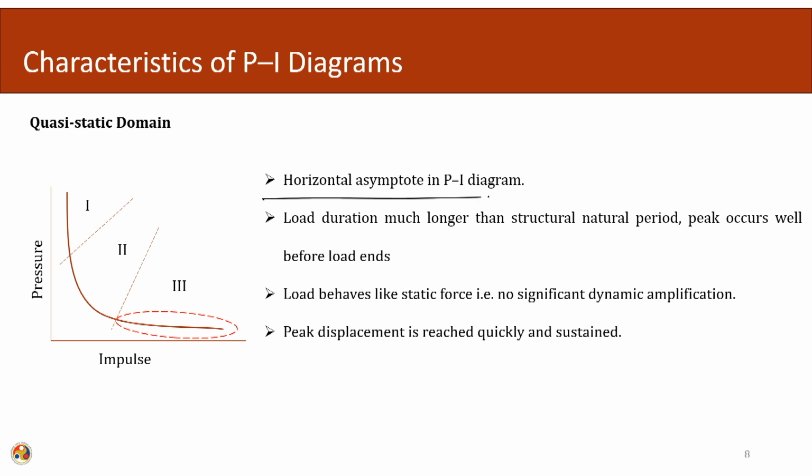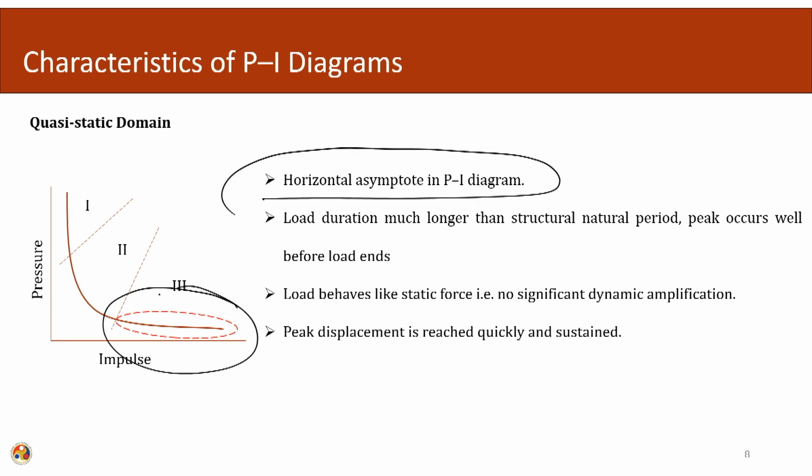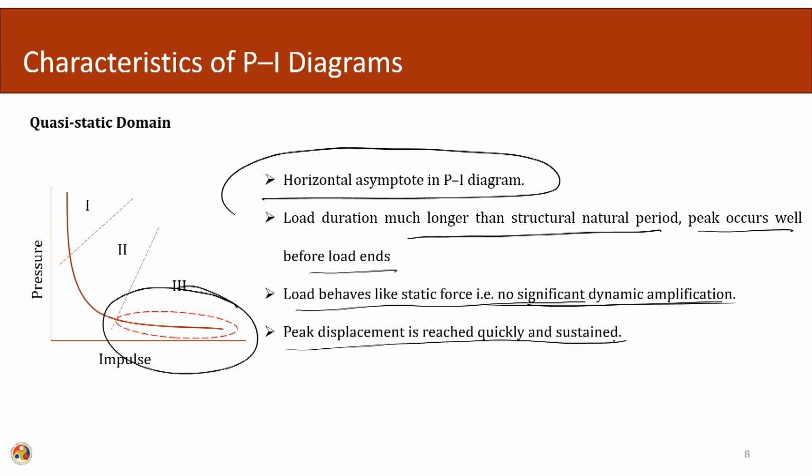So, this is a horizontal asymptote. This is represented by the horizontal asymptote in the PI diagram. The load duration is much longer than the structural natural period and the peak occurs well before the load ends. The load behaves like a static force, which means that there is no significant dynamic amplification, and the peak displacement is reached quickly and sustained.